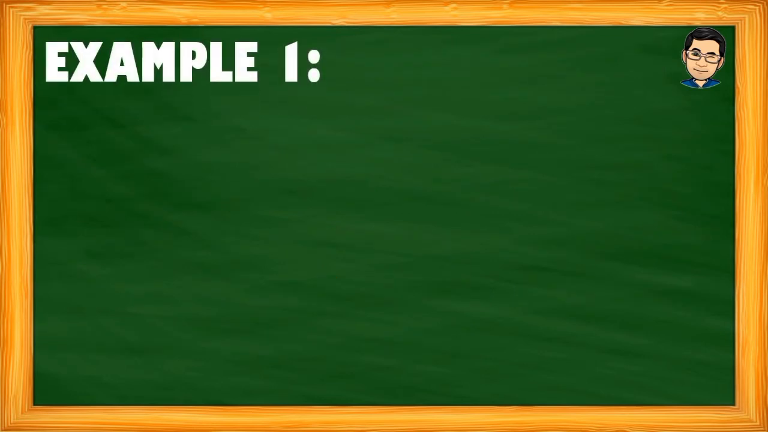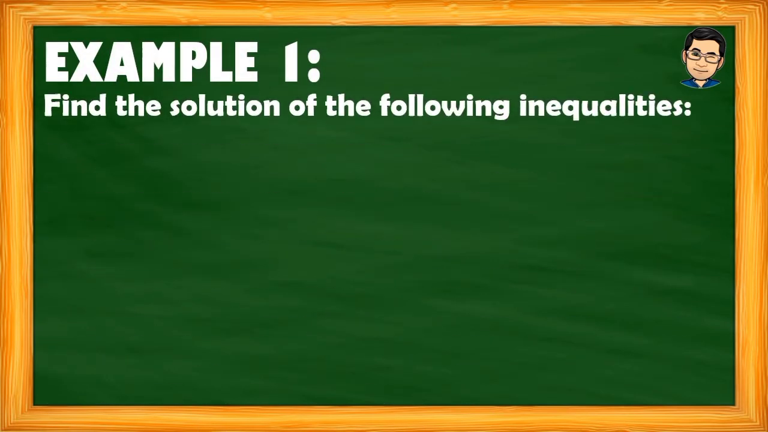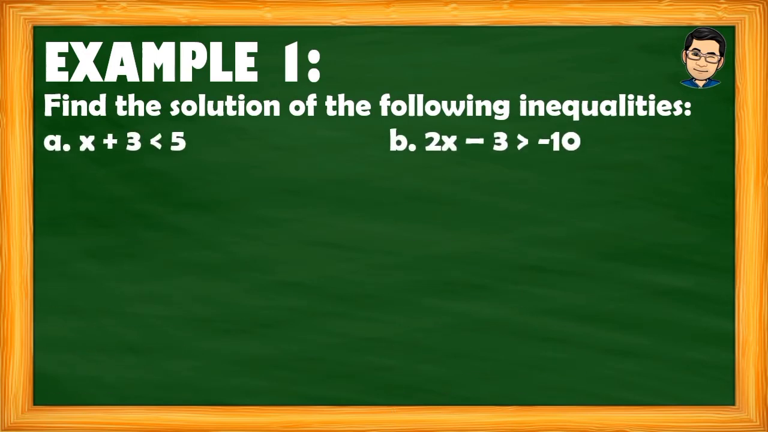So let's have the first example. Find the solution of the following inequalities. So let's have letter A. x plus 3 is less than 5. So we will apply the addition property of inequality. So we will add negative 3 to both sides.